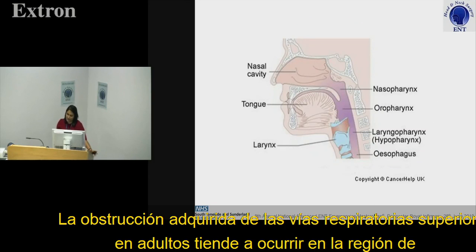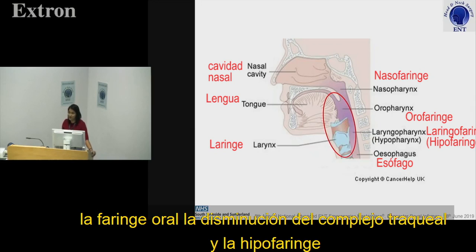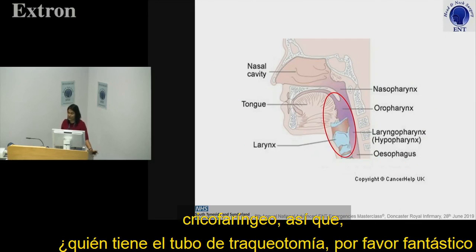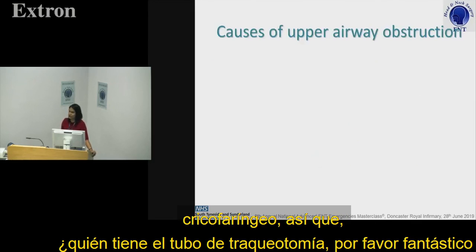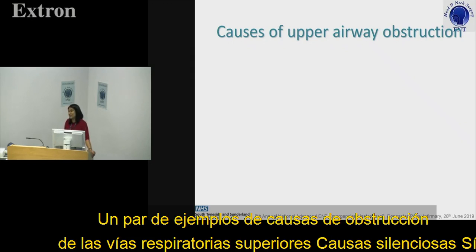So a lot of the acquired upper airway obstruction in adults tends to happen in the region of the oropharynx, the laryngotracheal complex, and the hypopharyngeal area, or even within the trachea or in the upper part of the esophagus at cricopharyngeus. So who's got the tracheostomy tube, please? Fantastic. And could you speak up? Can I ask you to give me a couple of examples of causes of upper airway obstruction?